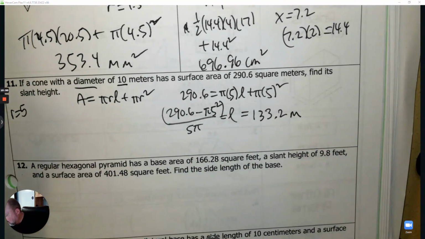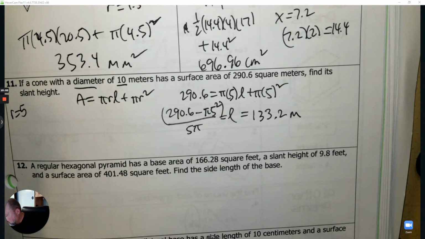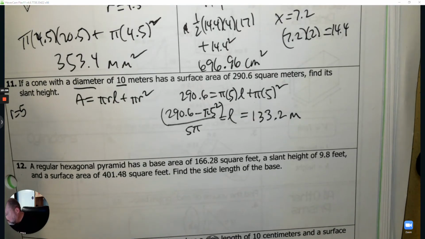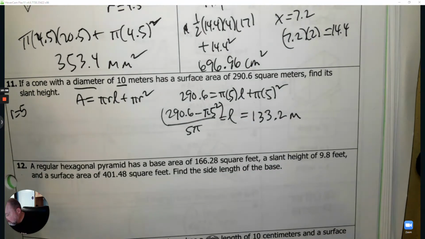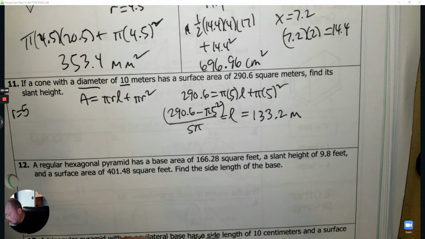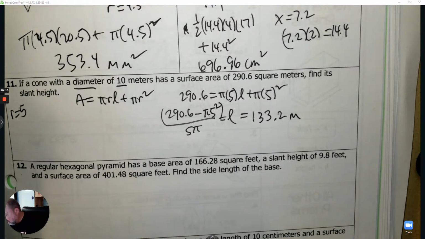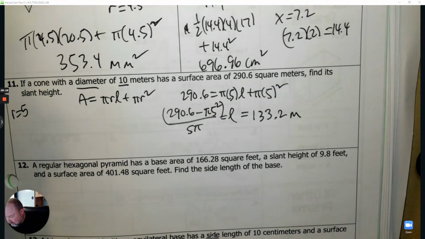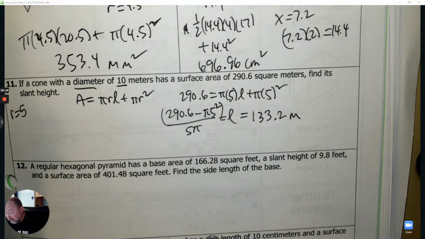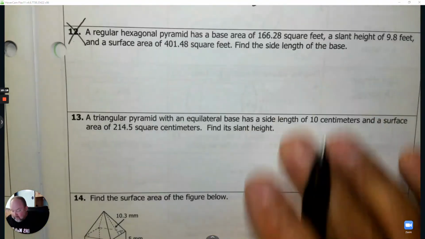That doesn't feel right. Let's try it again. 290.6 subtract 25 pi, get an answer, and then divide that answer by 5 pi. Is that the answer? Yep, it's right. Okay, I'm not doing a hexagonal. 13, this will be our last one.